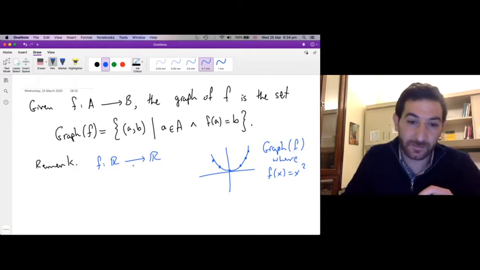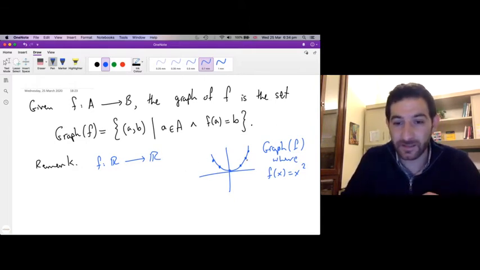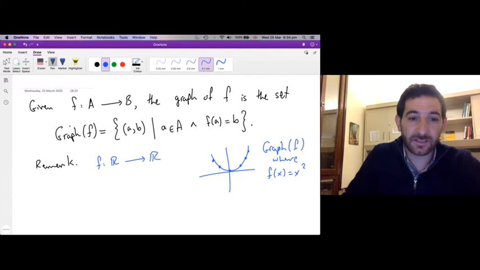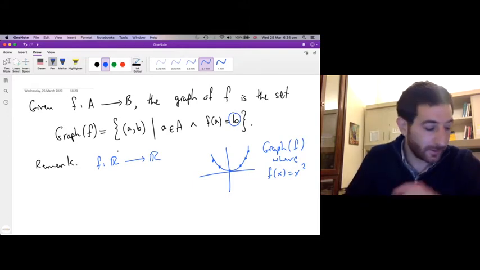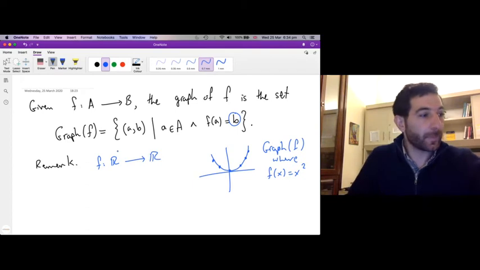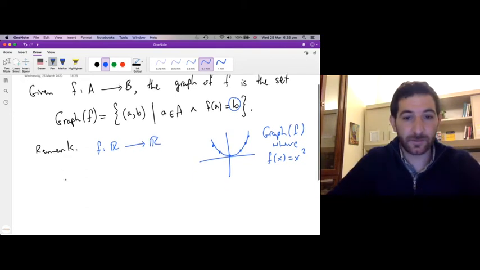But so there are two ways to look at graphs. Either when the domain is R and codomain is R, then we can sketch it as the set of points. This will be the curve passing through all these points. But in general, this is the definition of the graph of a function. It is the set of all pairs whose first element is an element of the domain of the function, and second element b is the image of a, where a is the first element. Okay, so let's take an example.